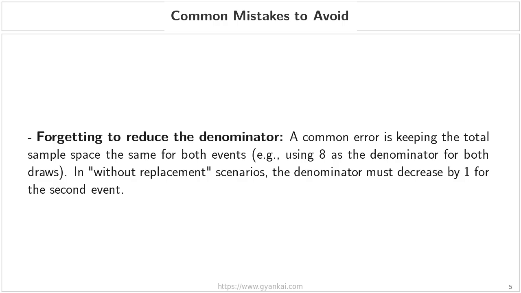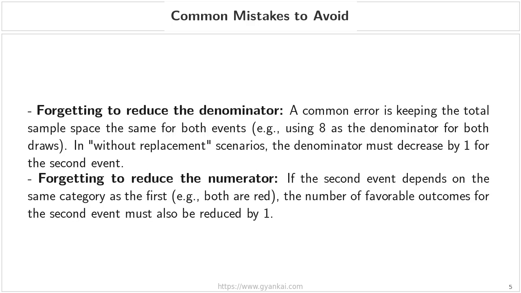You cannot keep the total number of outcomes the same for both events. For instance, you shouldn't use 8 as the denominator for both draws. Remember, the denominator must decrease by 1 for the second event to reflect that one item is now gone.